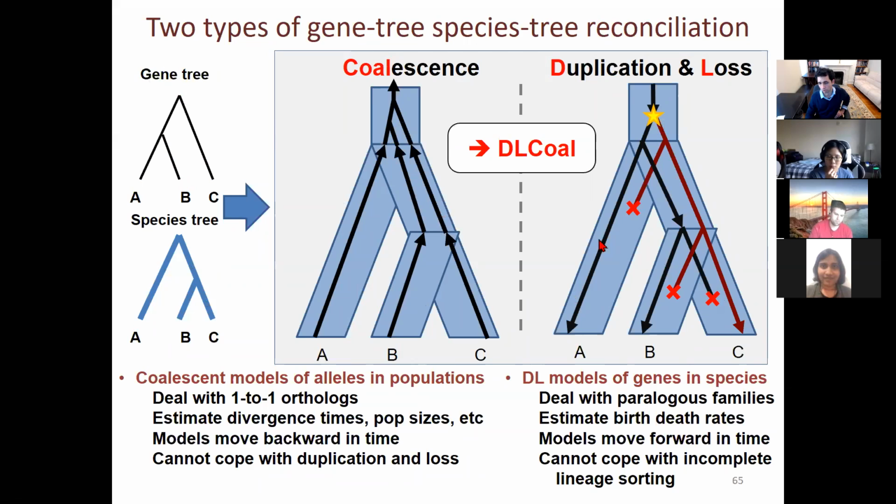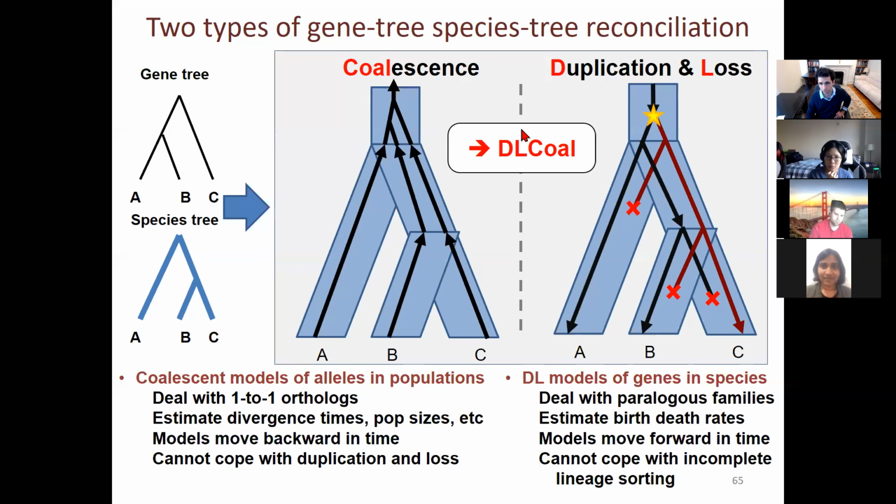And there are simply no models that allow you to model duplication and loss jointly along with coalescence. The coalescent models basically deal with one-to-one orthologs, and they estimate divergence times, population sizes, etc. And these models move backward in time with coalescence, and they cannot cope with duplication and loss. If you just duplicate a gene, there's nothing you can do to model it. But duplication and loss models, in contrast, deal with paralogous families, and they estimate birth and death rates. And these models move forward in time, and they can simply not cope with incomplete lineage sorting. They just break down. They have no modeling power for resolving this.